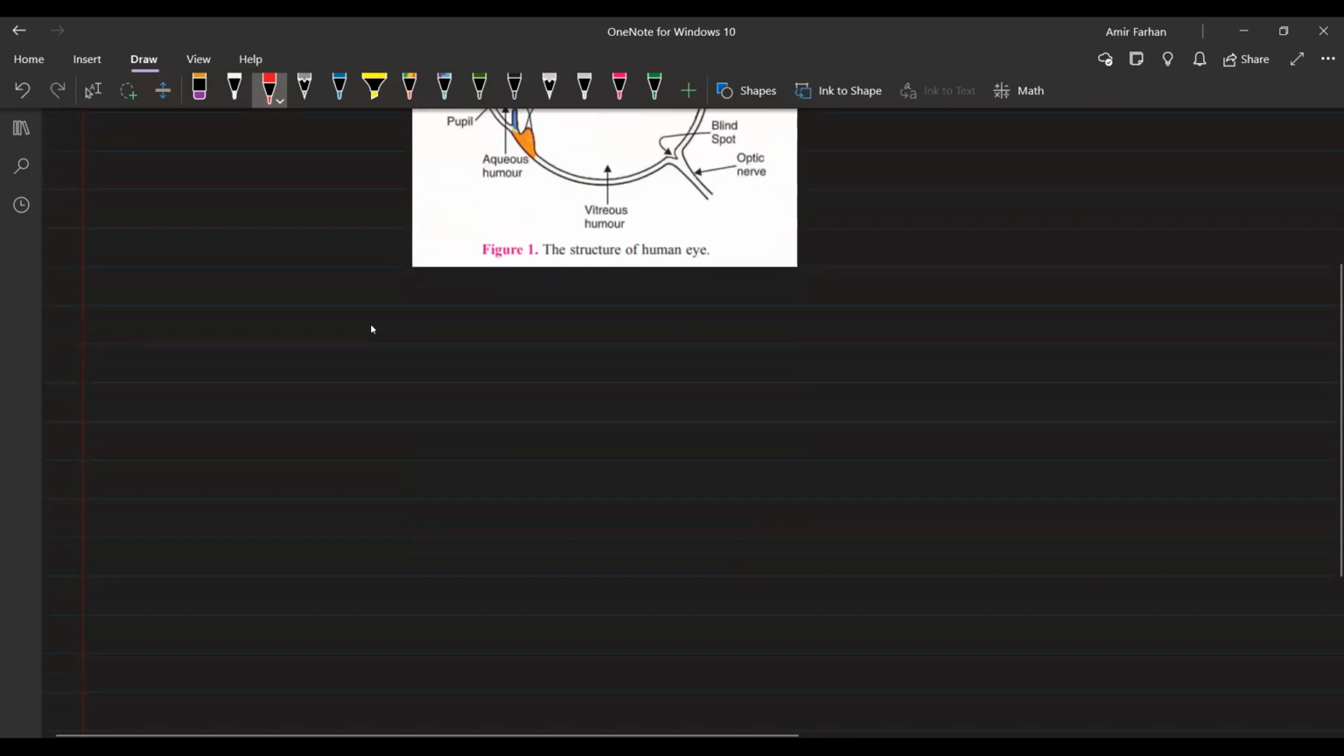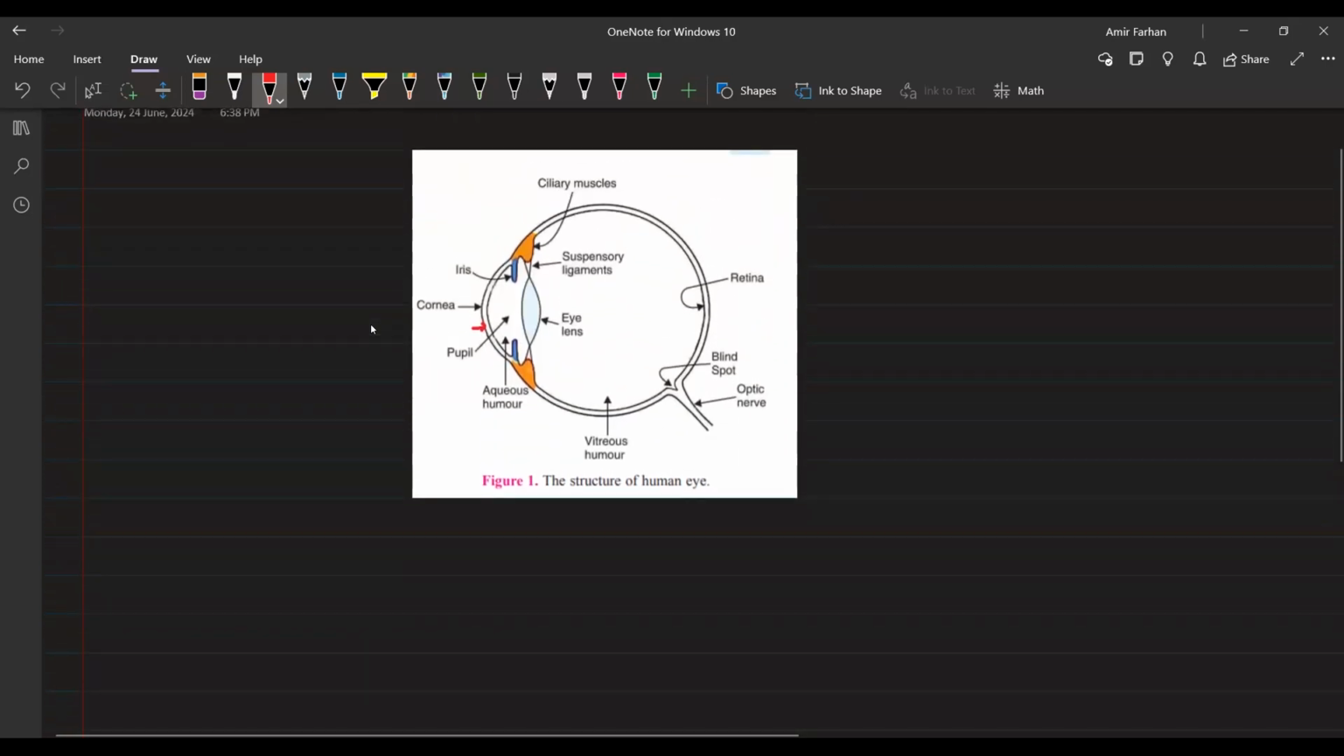Basically, aqueous humor gives nutrition, as there is no blood supply. You must have seen that in the whitish part there is no blood supply. So to give proper nutrients to the cornea region and the iris, aqueous humor performs as a nutrient supply to the iris and cornea.